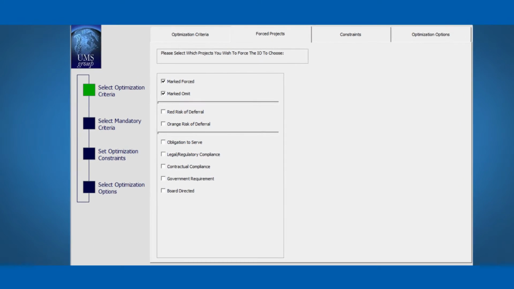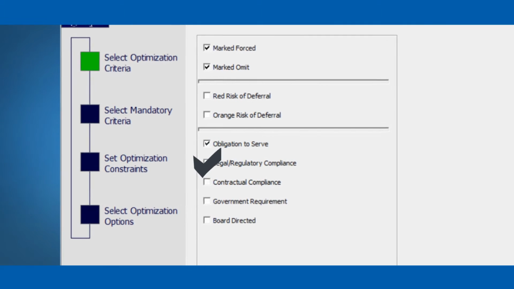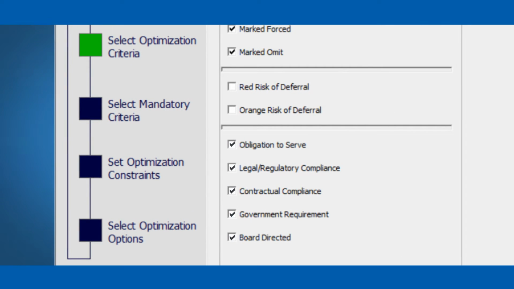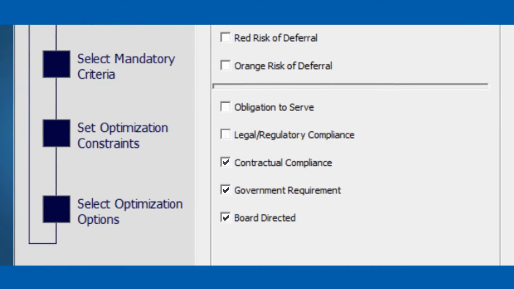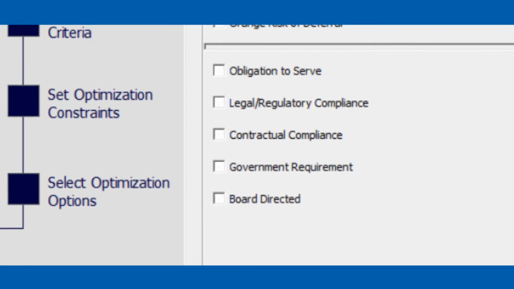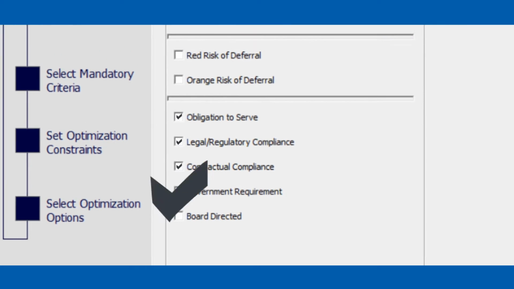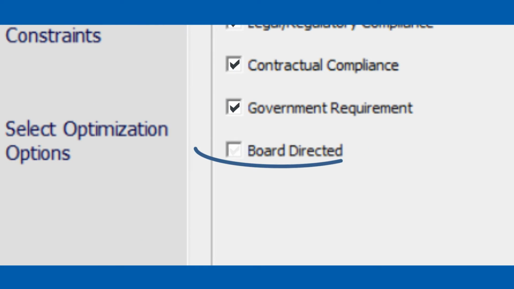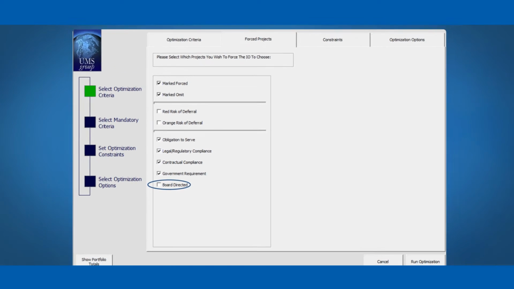It's also easy to perform analysis with various levels of mandatory forced. The default is all categories forced. At the opposite end of the spectrum, it can be interesting to see the results with no mandatory categories forced to see how much value and risk mitigation the mandatory is costing. In between these bookends, a political or board-directed category could be turned off, reflecting a more realistic scenario, as there's often some flexibility with projects in these types of categories.